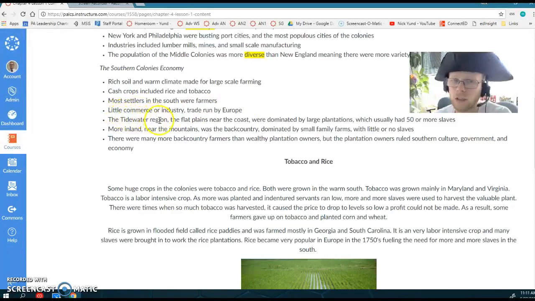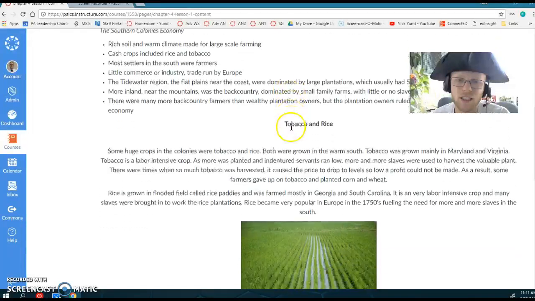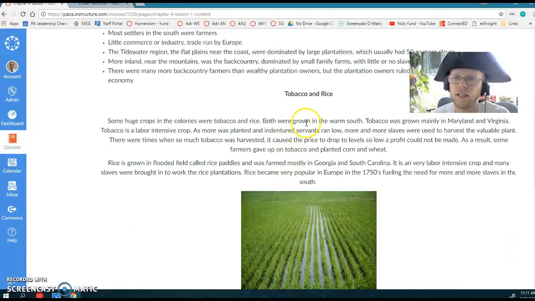The Tidewater region, the flat plains near the coast, was dominated by the large plantations, which usually had 50 or more slaves. More inland, near the mountains, was the southern backcountry, dominated by small family farms with little or even no slaves. Remember, there were many more backcountry farmers than wealthy plantation owners, but the plantation owners ruled southern culture, government, and the economy. So you had this elite few, the plantation owners, running things in the South, even though they were vastly outnumbered.